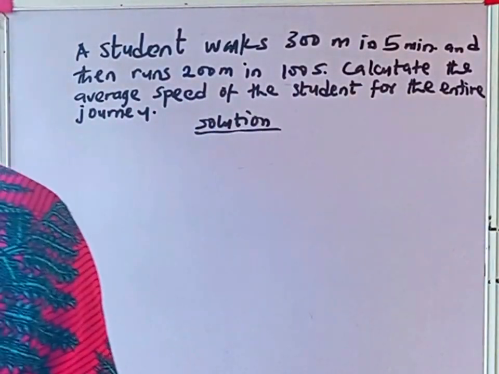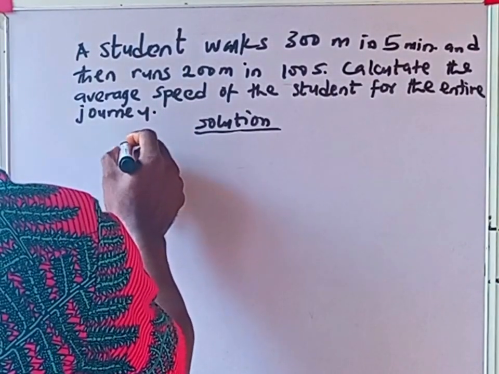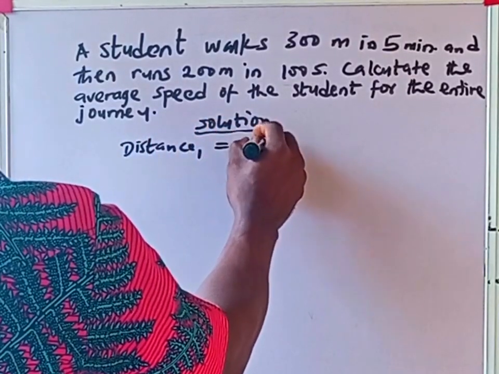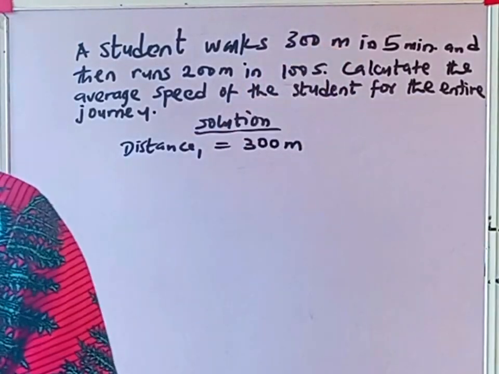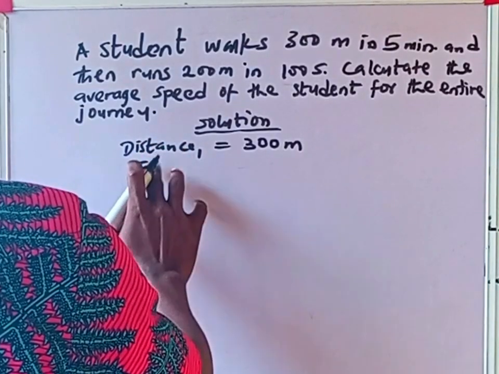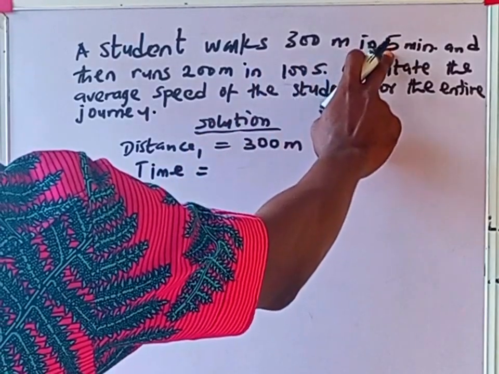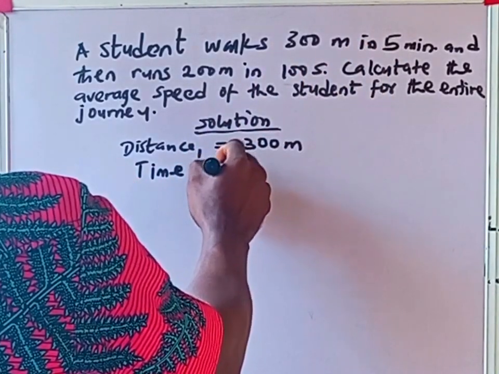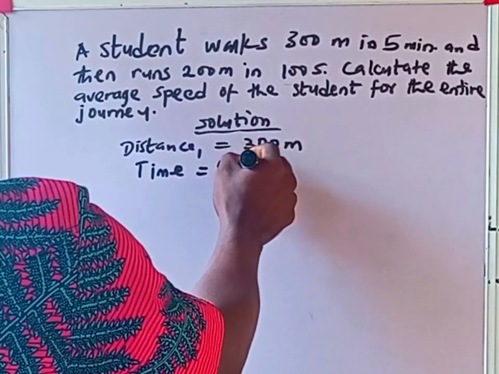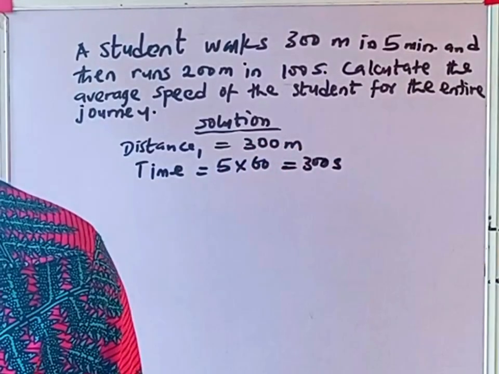So we are going to calculate on average speed. All right. So first of all, if we're looking at the first distance, distance one is equals to what? 300 meter. All right. So we have 300 meter. Then our time is what? The time is 5 seconds. All right, 5 minutes, rather. So we have 5 minutes. So these 5 minutes, we are going to convert it into seconds. So we times by 60, all right, which is what? 300 seconds.